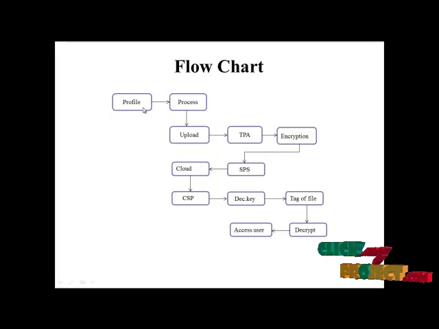The first step is profile registration. Every user has a username and password. When the user comes to the cloud, they enter the username and password; if both match, they go to the next page. The next one is the process. This is the user's process, where the user selects which process: upload or download. Suppose now the user clicks upload. The user, or data owner, is going to upload files to the cloud.